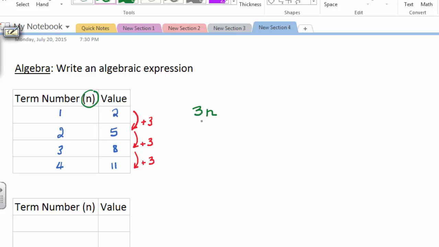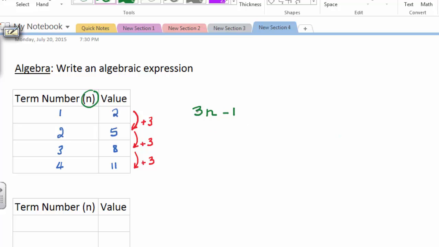So let's check if 3n is working or not. For term number 1, n is 1. 3 times 1 equals 3, not 2. So we have to adjust this. How to go from 3 to 2? I have to remove 1.